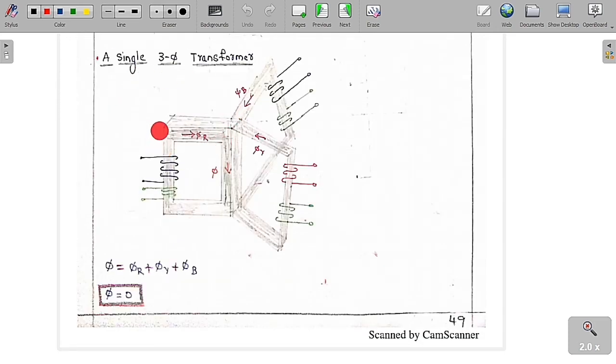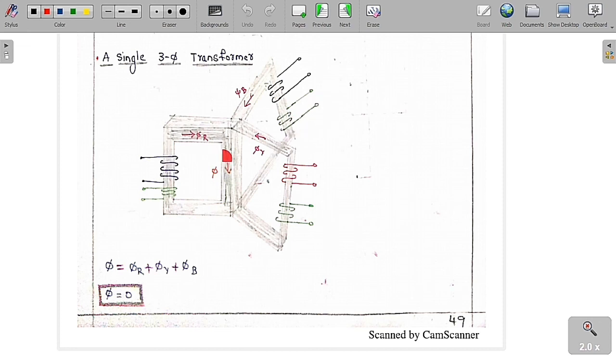So now instead of choosing 3 single phase transformers, we try to build a single 3 phase transformer. Like this. So this is core 1, this is core 2 and core 3. You can see clearly this is core 1, core 2 and core 3. Here we are going to give the primary winding and its secondary winding on each core.